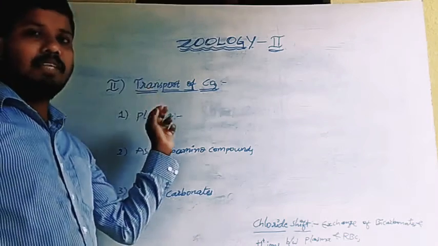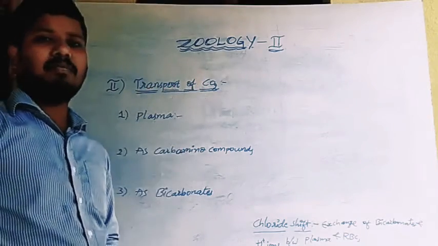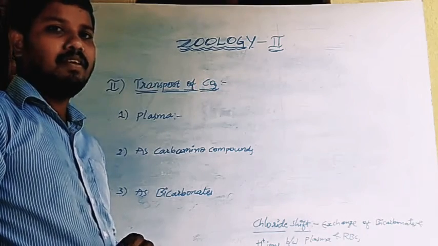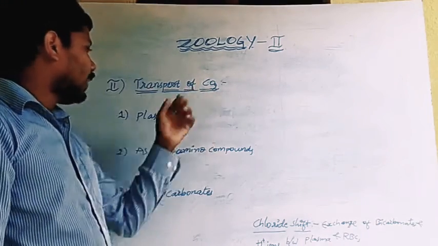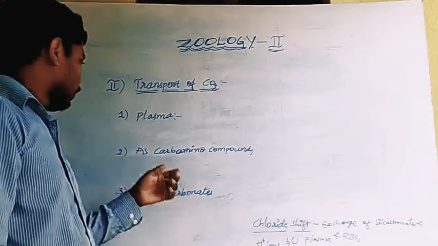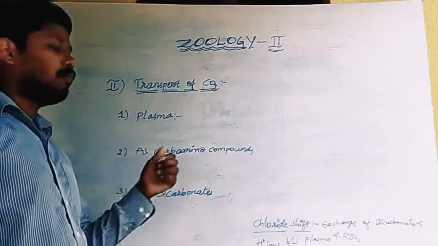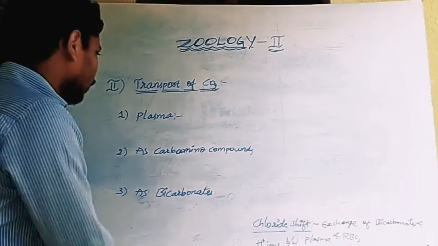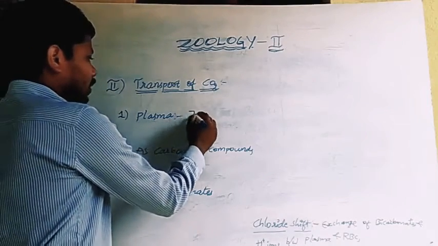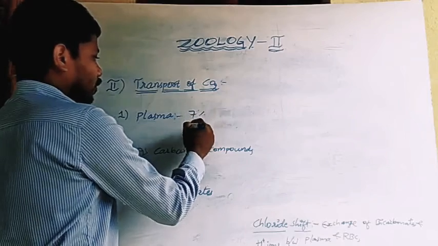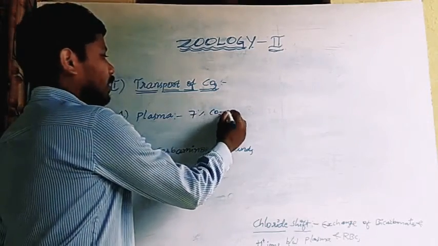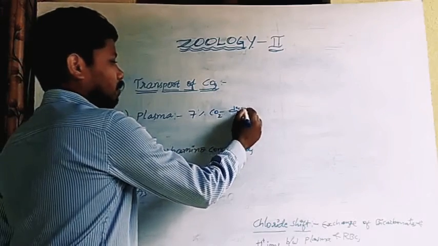Let us discuss the transport of carbon dioxide in the human respiration process. Here carbon dioxide is transported through the plasma, as carbamino compounds and as bicarbonates. About 7% of carbon dioxide is transported through the plasma in the dissolved state.